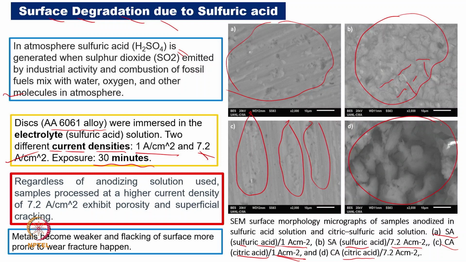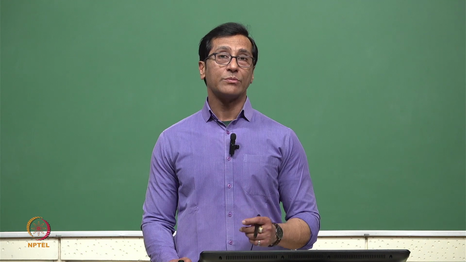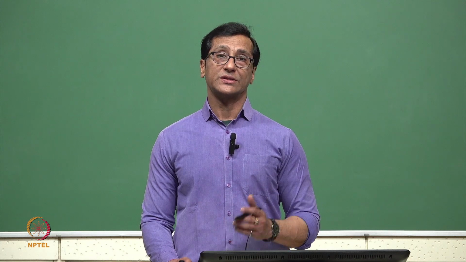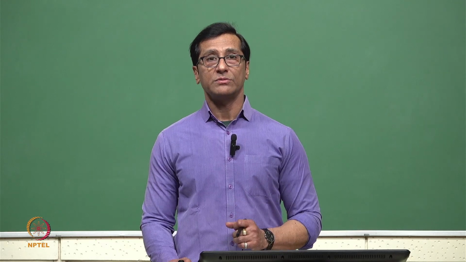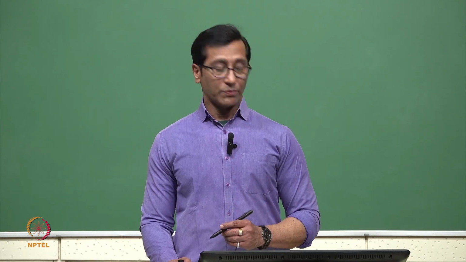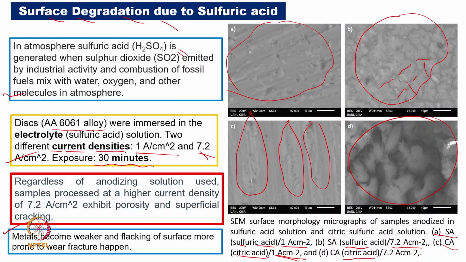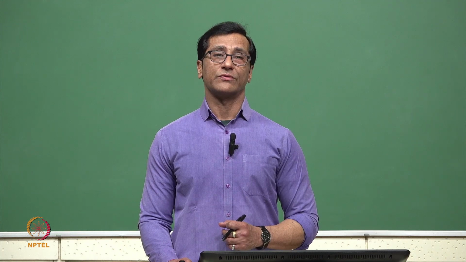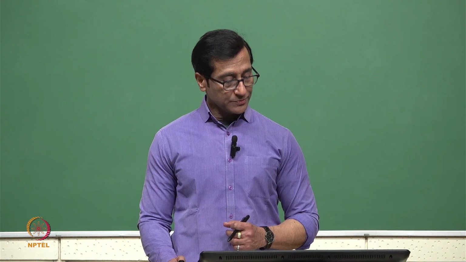So there is a need, because these are all available in the environment, and citric acid creates this kind of problem for the material, that is, aluminum material, which needs to be checked properly. That's why we say metals become weaker and flaking of the surface will occur, and because of this corrosion, wear will be much higher and significantly increased.